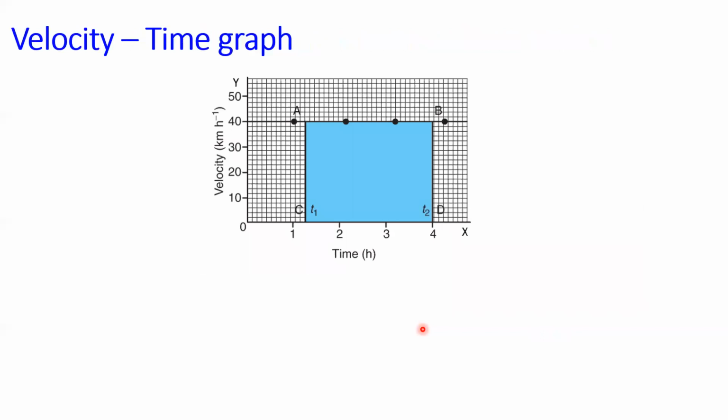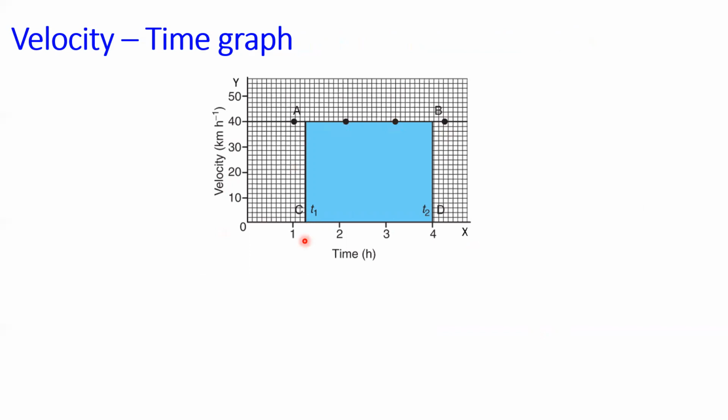Velocity is taken along the y-axis. Now we are going to imagine the object is going to move with the speed 40 kilometers per hour for the first 1 hour, 40 kilometers; second 1 hour, it is 40 kilometers; third 1 hour also 40; and fourth 1 hour also 40 kilometers. When you join the points, we get a line which is going to be parallel to the x-axis.